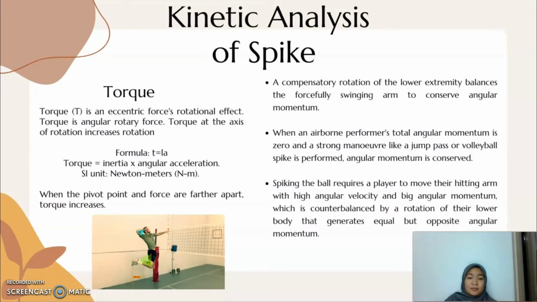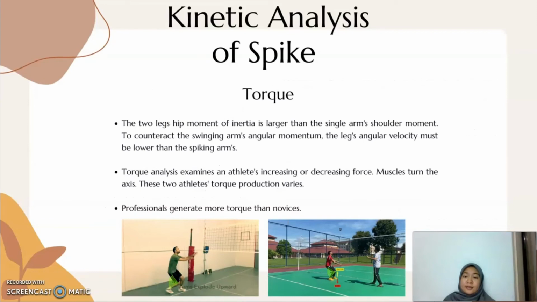Next, spiking the ball requires a player to move their hitting arm with high angular velocity and big angular momentum, which is counterbalanced by a rotation of their lower body that generates equal but opposite angular momentum. The next point, the two legs' hip moment of inertia is larger than the single arm's shoulder moment of inertia. To counteract the swinging arm's angular momentum, the legs' angular velocity must be lower than the spiking arm's.